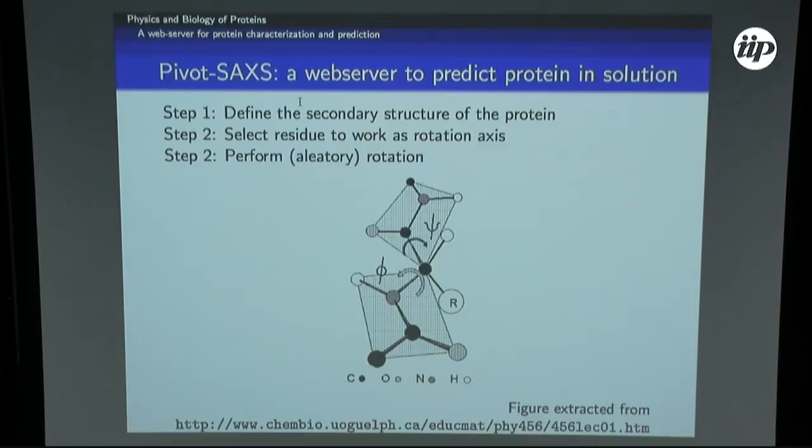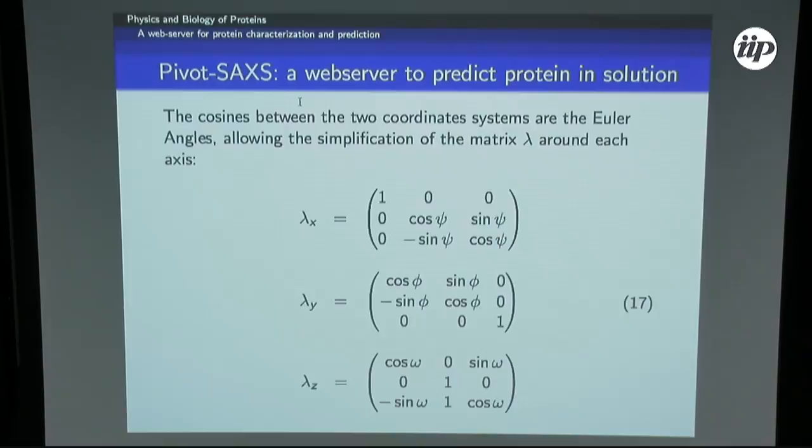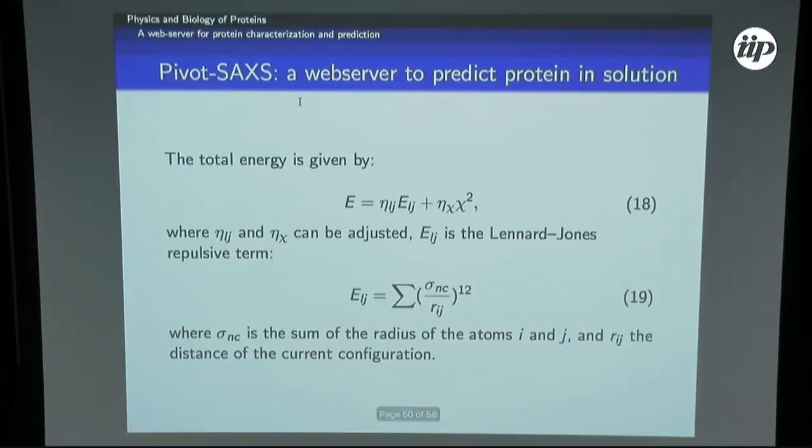If you have helices or beta sheets, you keep these regions frozen, and in the coil regions, you allow rotations using the phi and psi angles. It's like a Ramachandran plot. Then we start to perform random rotations using Monte Carlo simulations. The rotation is basically an Euler rotation matrix, so you perform these rotations in three axes. It's not a big deal.